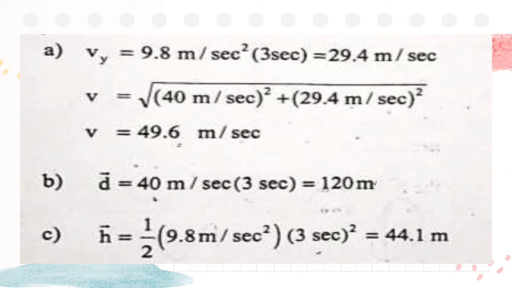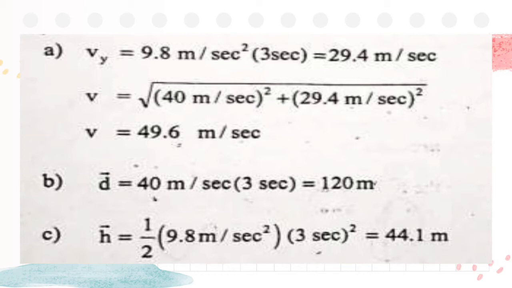Since we already identified the value of v sub y, we can now solve for the actual velocity. Actual velocity is equal to the square root of 40 meters per second raised to 2 plus 29.4 meters per second raised to 2, which is equal to 49.6 meters per second.